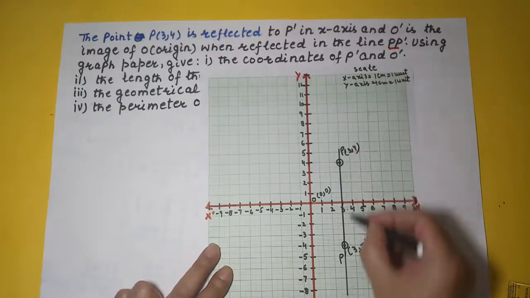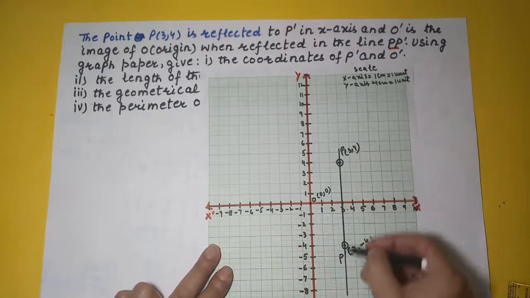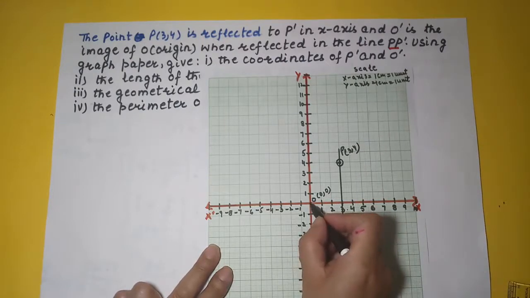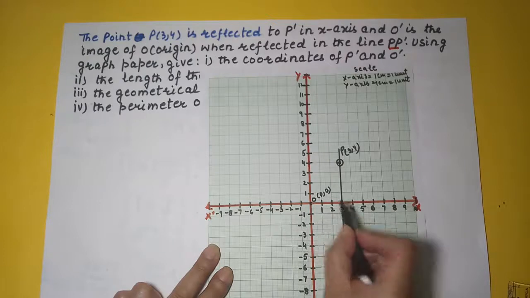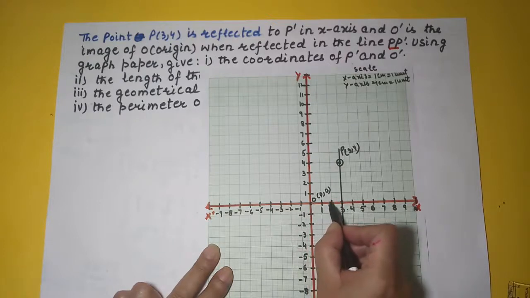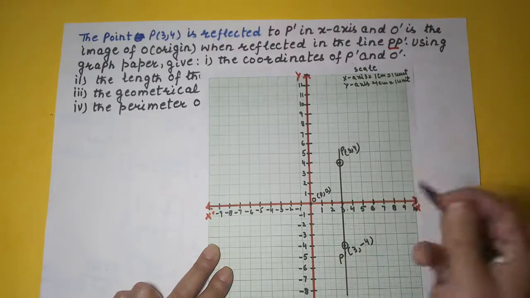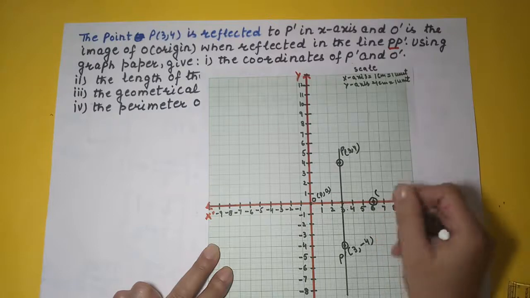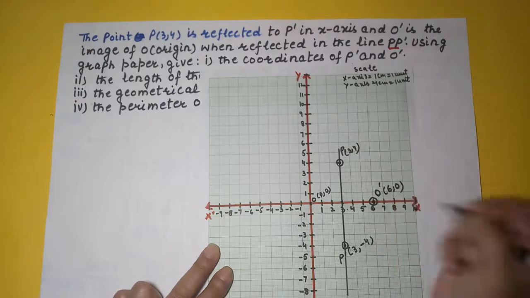Now the mirror line is PP', and I have to reflect this point O along this line. This becomes the mirror now. The object is O, whose coordinates are (0, 0). So the image of O will be formed behind this line at equal distance. So I have 1, 2 and 3. So 1, 2 and 3. Here will be my O', and the coordinates of O' will be (6, 0), right?